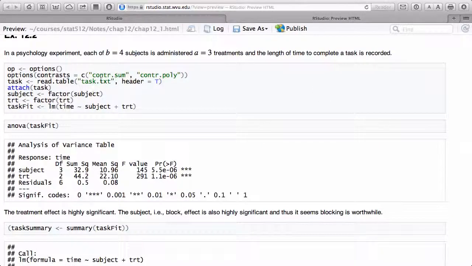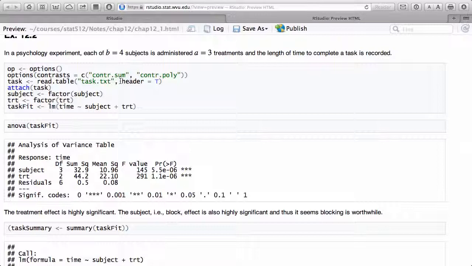By the way, this contrast statement is saying that for factors, I'm going to use the contrast sum, the sum of the alpha sub i's equals 0 type thing. The second one says, what if they're ordered factors? So if you had A less than B less than C, that is, the levels were ordered, then that contrast dot polynomial would be orthogonal polynomials that you would construct. So those are what we're going to use in this case.